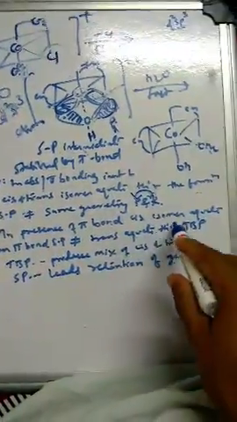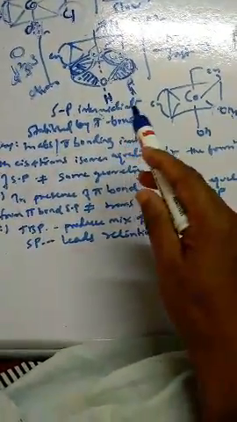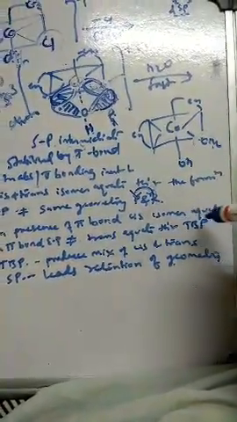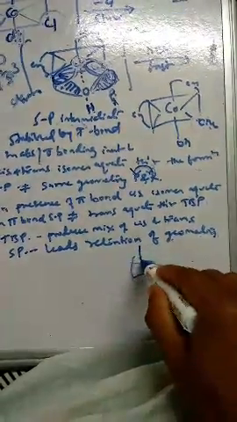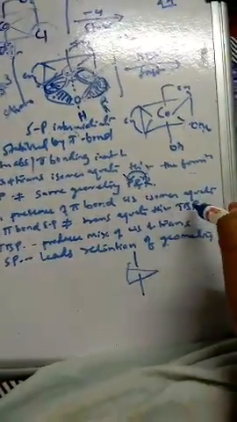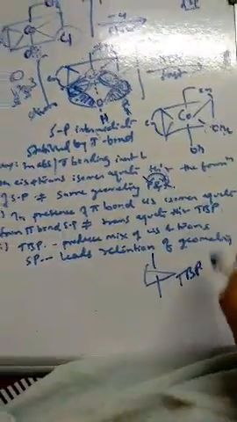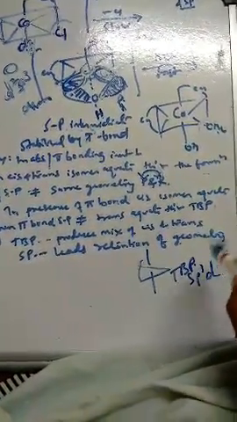Now the second case is in the presence of pi bond. In the presence of pi bond, cis isomer equates through square planar intermediate, like this, and trans equates to trigonal bipyramidal. This is TBP, sp3d. So this is trigonal bipyramidal.